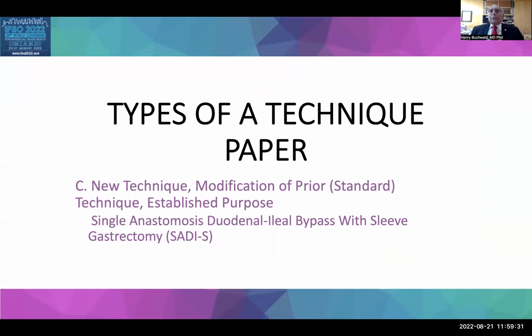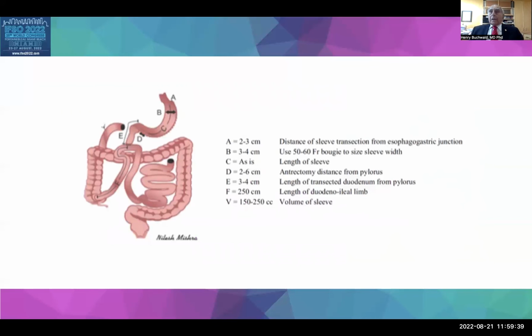And then there's a modification of a standard procedure. Let's say the SADI-1. And here again, I go back to a diagram. It shows the various dimensions for A, B, C, D, and finally the volume of a sleeve. And this again is a modification of a SADI-1.